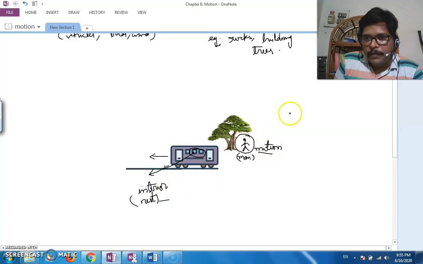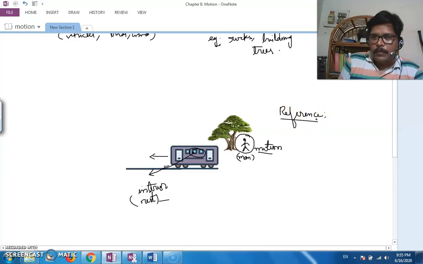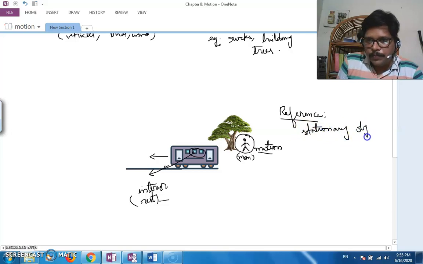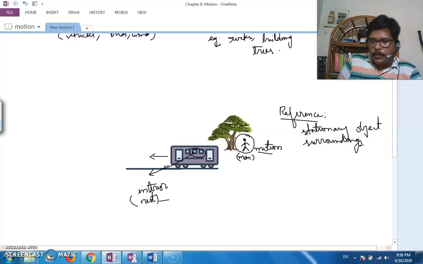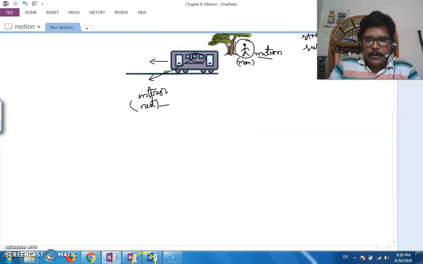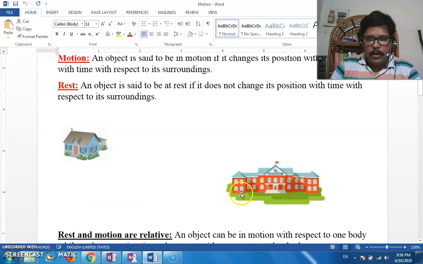Whenever we are defining the state of rest or of uniform motion or motion, a reference is very important, with reference to a particular object. Generally, for reference, we consider a stationary object somewhere in the surroundings, and with reference to that object we point out whether a particular body is in a state of rest or in motion.